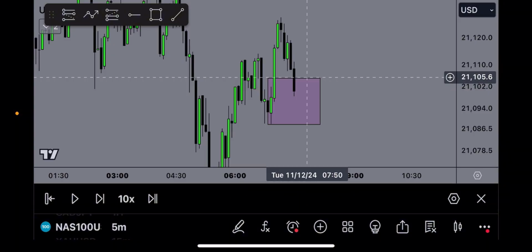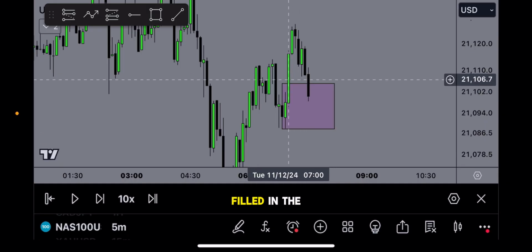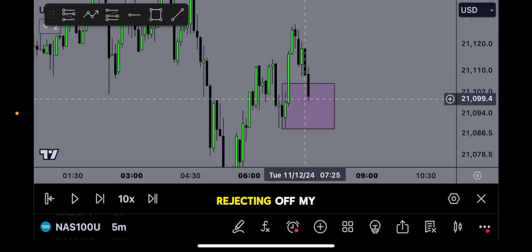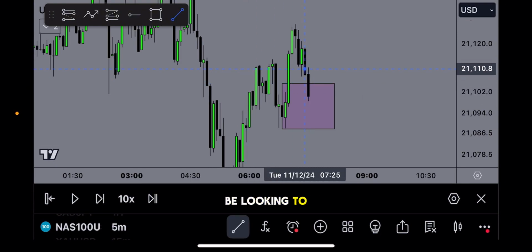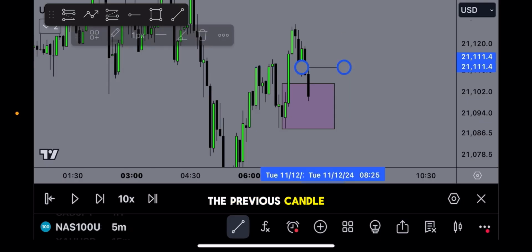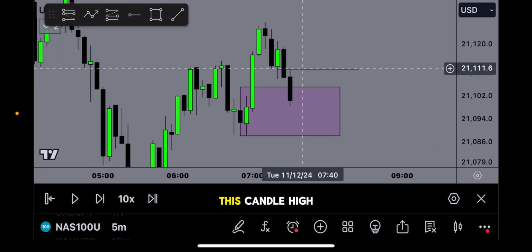So once I see price came down to my zone, filled in the gap, and is rejecting off my zone, I'm going to be looking to buy. I'm going to be looking to buy once price breaks the previous candle high, right? So right here, we have the candle high.